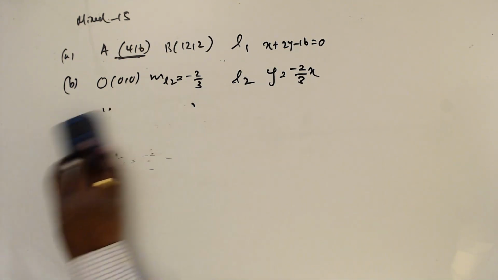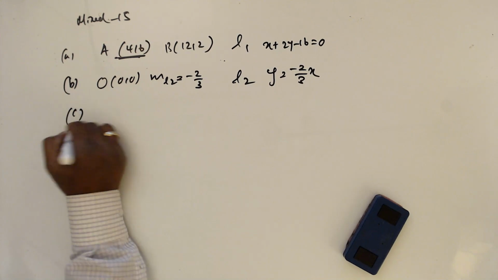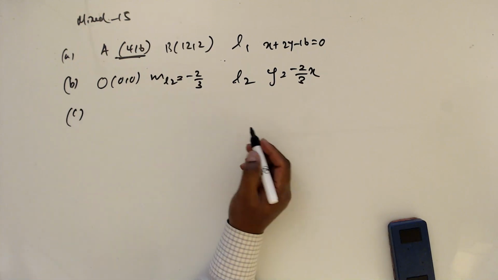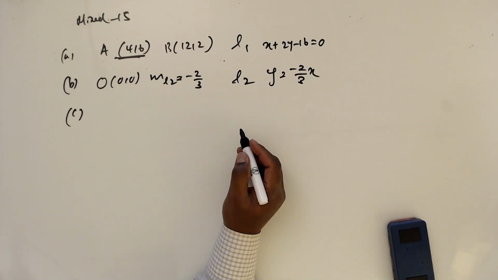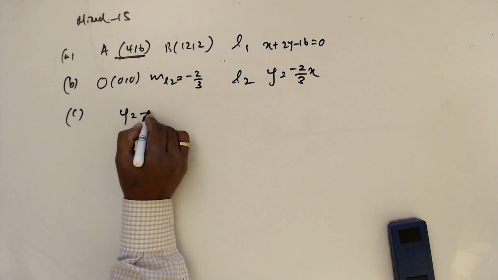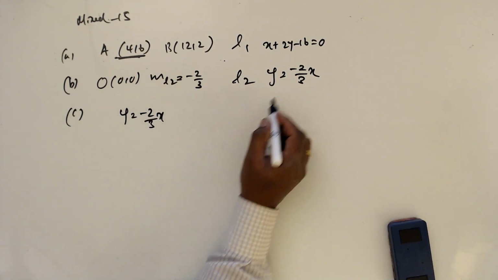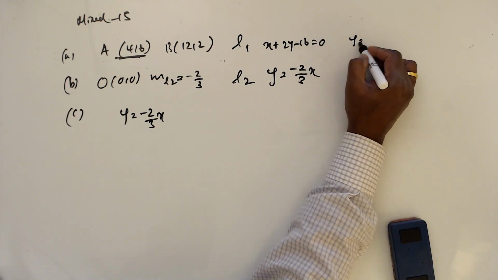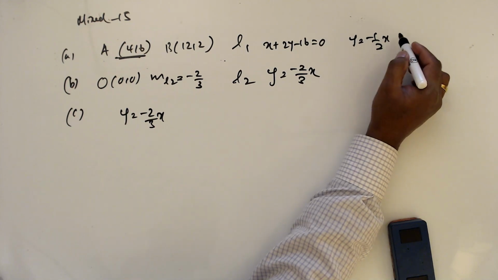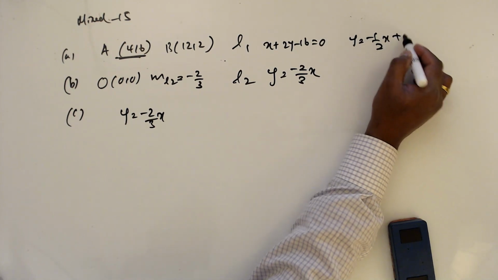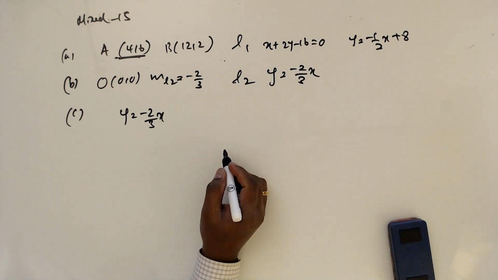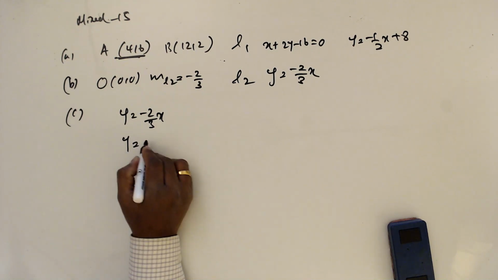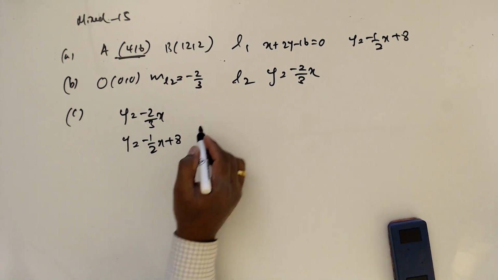Now part C, those two lines intersect. We want to find the intersection point. So y equals minus 2 over 3 x, and this one is y equals minus half x plus 8.